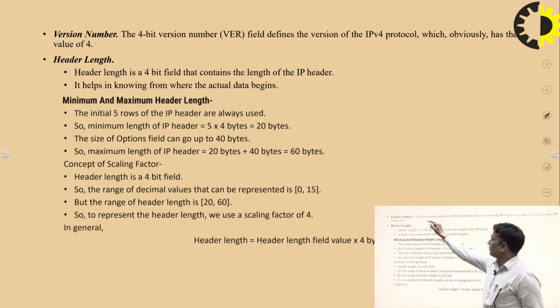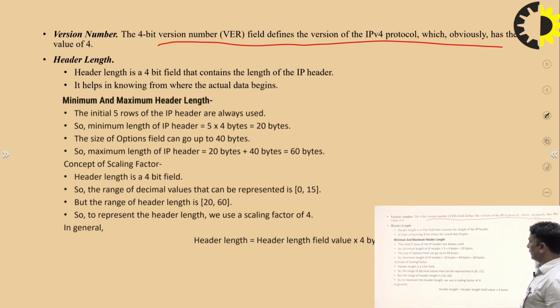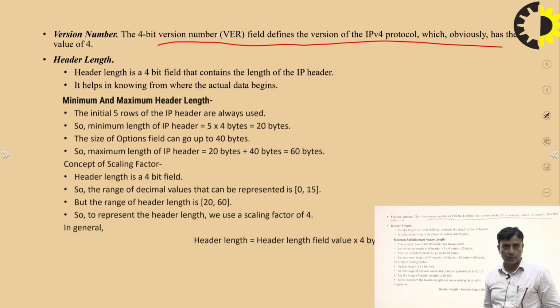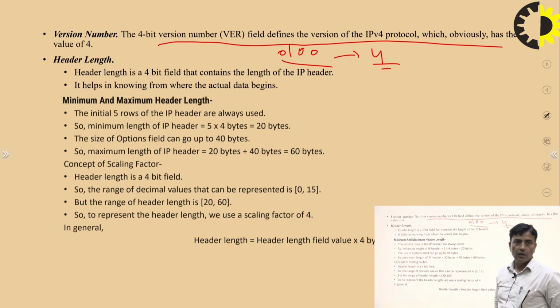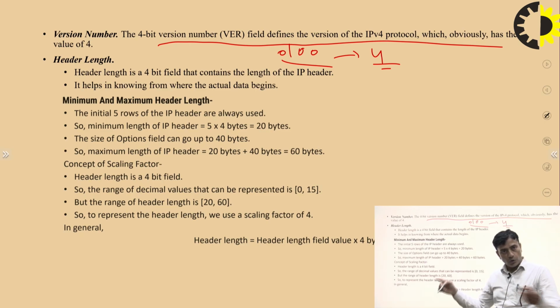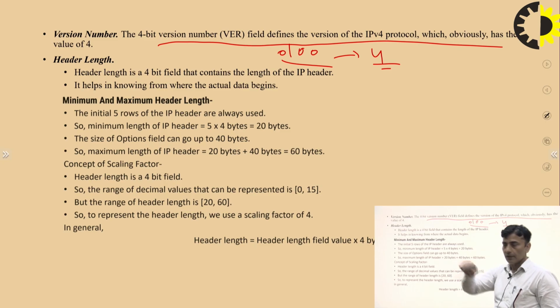Version number is a 4 bit number that decides the version. This is version 4, so it always contains the 0100 information. This value is 4 in decimal. So this is the IP protocol format of version 4, that means the IPv4 format.